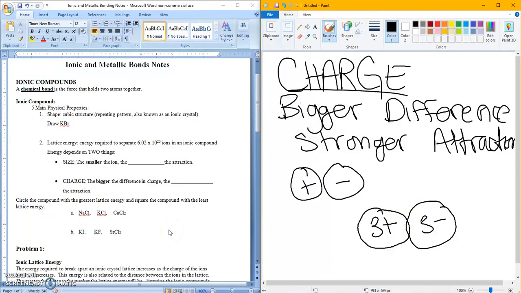So how do we apply this? Let's go ahead and try our practice problems.